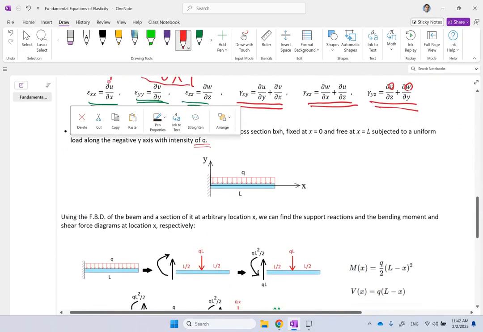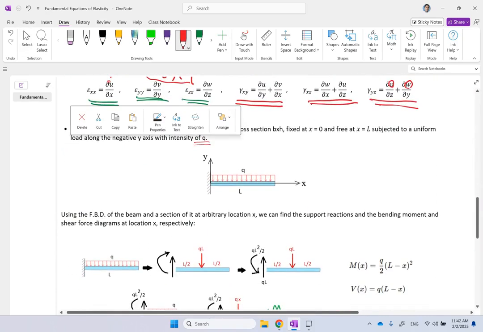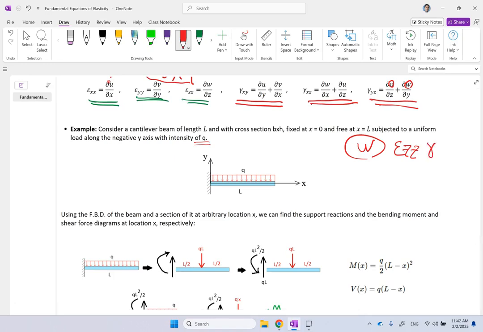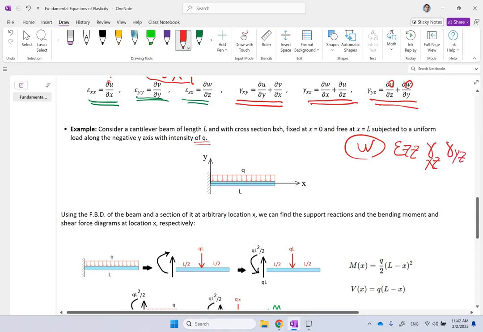Now, in this case, everything is happening in the xy direction, so the z components we can simply neglect. So we can simply neglect any z. So the w altogether, along with epsilon zz, along with gamma xz and gamma yz and sigma zz and tau xz and tau yz, we can neglect all of them because nothing is happening in the z direction, no changes.